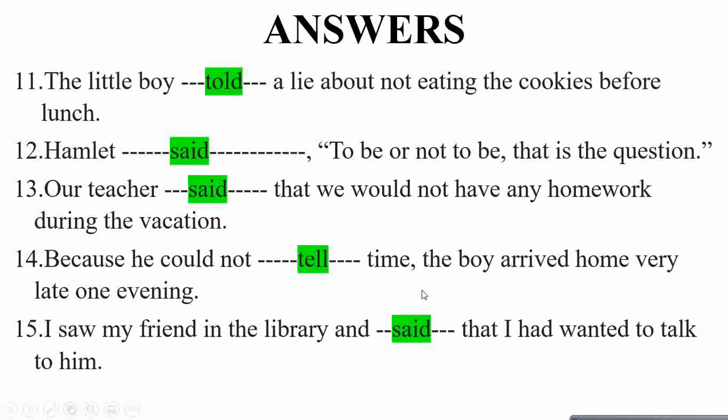Question 11. The little boy told a lie about not eating the cookies before lunch. A lie, which is from the list of the nouns जिसके साथ हमेशा आपने tell लिखना है. Since it is about the past tense, so accordingly आपने उसकी tense को adjust करना है with the word told.